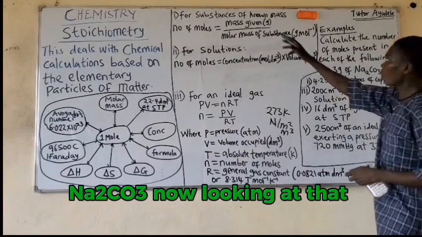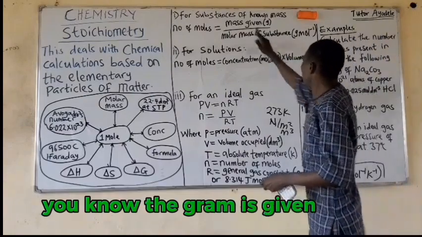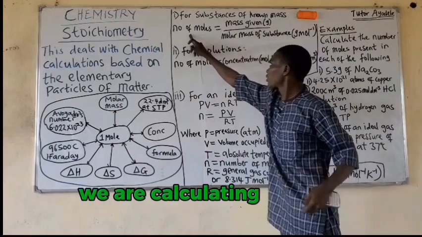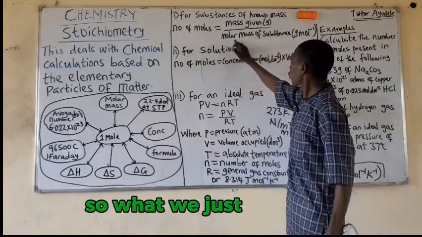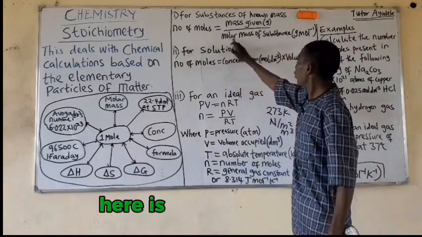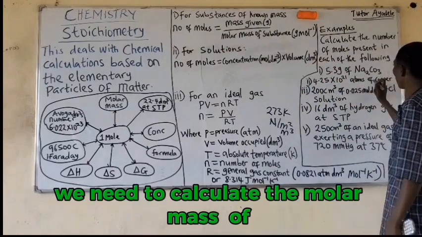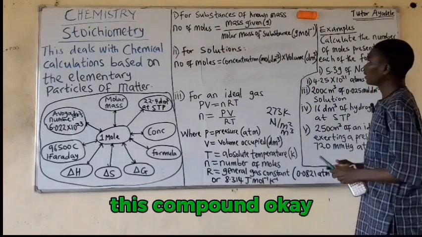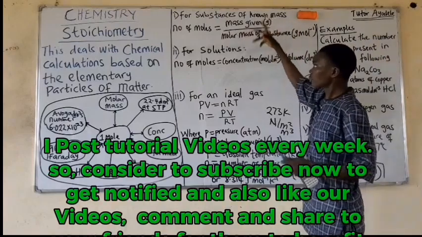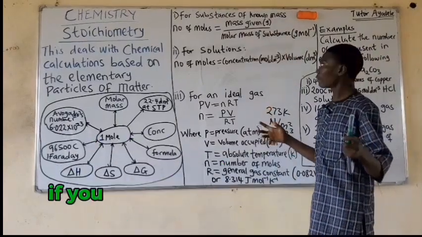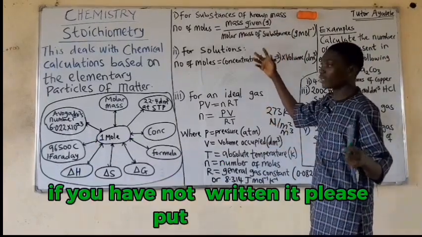Now, looking at that formula, the gram is given to be this. We are calculating for the numbers of moles, so what we need to calculate here is the molar mass. We need to calculate the molar mass of this compound. Since you have already known this formula, since you have already written it down, if you have not written it, please put it down.